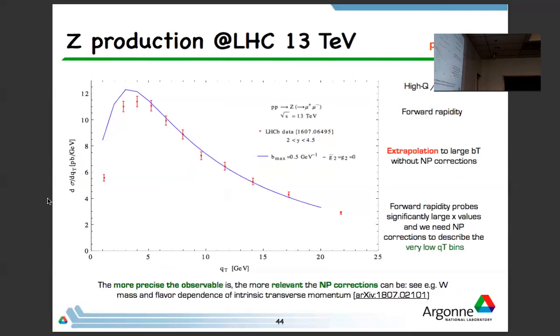But this is to say that you can reproduce the data very well just after the peak without any non-perturbative correction, but in forward rapidity, you need something else. Of course, this doesn't mean that when you go to high Q, small x, when you are predictive, you don't have to care about the non-perturbative correction. It all boils down to what the precision of your observable is. For example, we showed that if you want to measure the W boson mass at the LHC, you definitely need to take into account the non-perturbative correction. And in particular, we showed that the flavor decomposition is important.